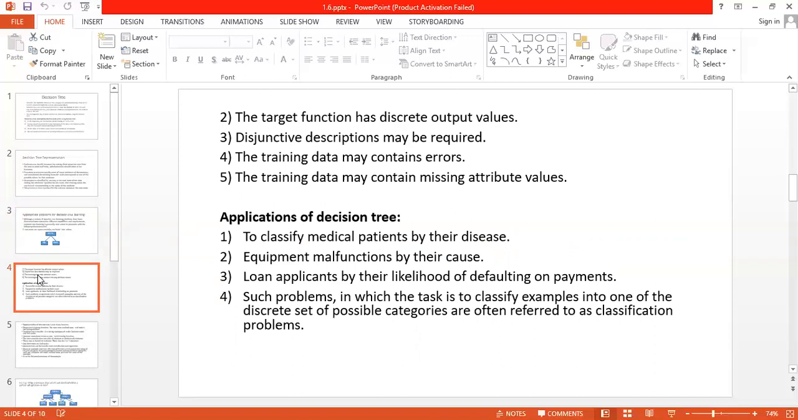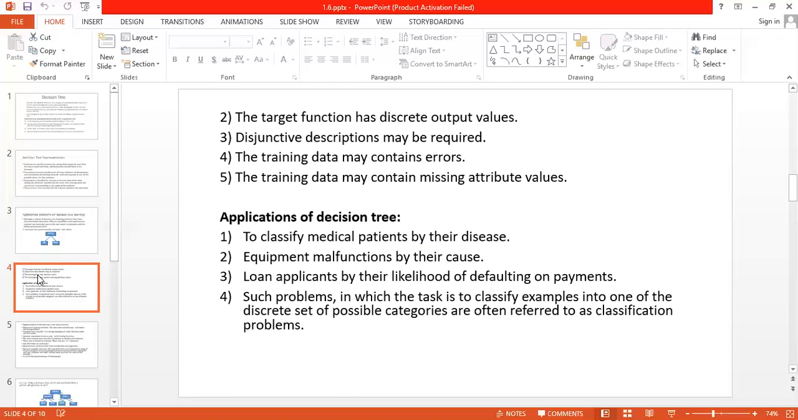Second, the target function has discrete output values. It is not possible all the time, if we are going for a classification type of problem, there might be 2-3 types of classification. But if we are considering a regression kind of problem, then the value might be discrete. So that also we have to consider while constructing any decision tree.